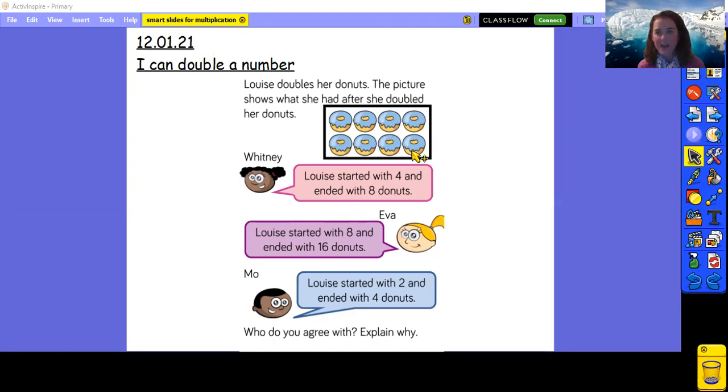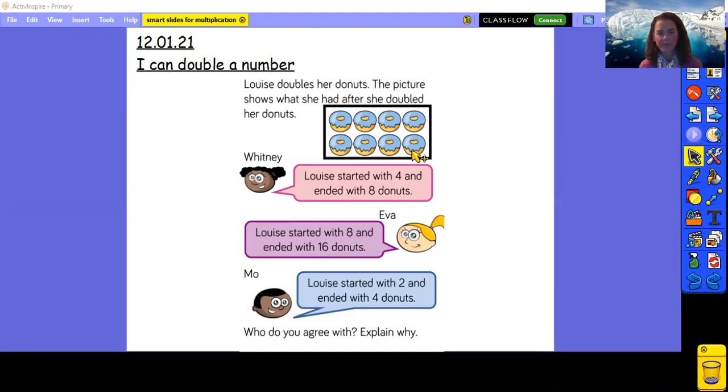This is actually an array, isn't it? We've got 2 lots of 4, 2 groups of 4. Okay, so we've got 8 donuts all together. So that's a really big clue to solve this problem. Which person tells us that she ended with 8 donuts? Was it Whitney, Eva, or Mo?